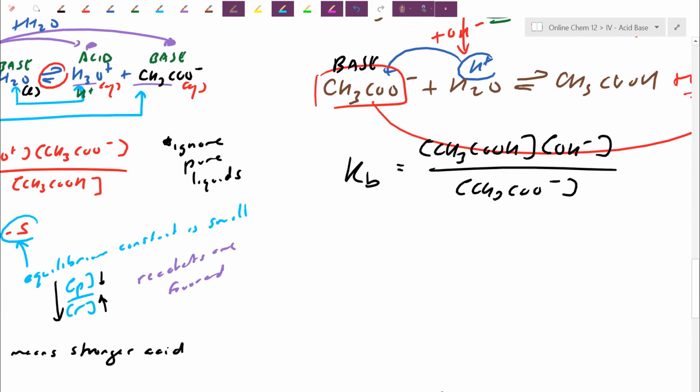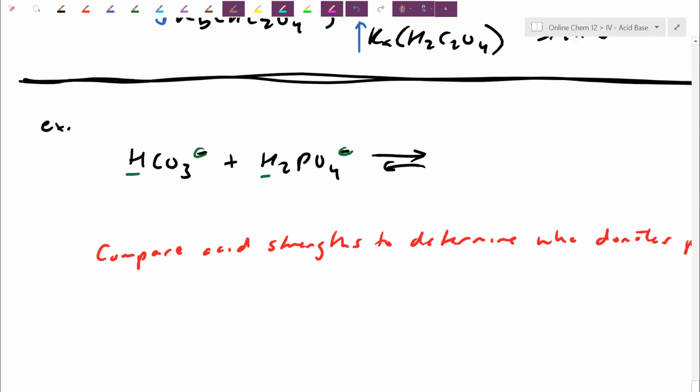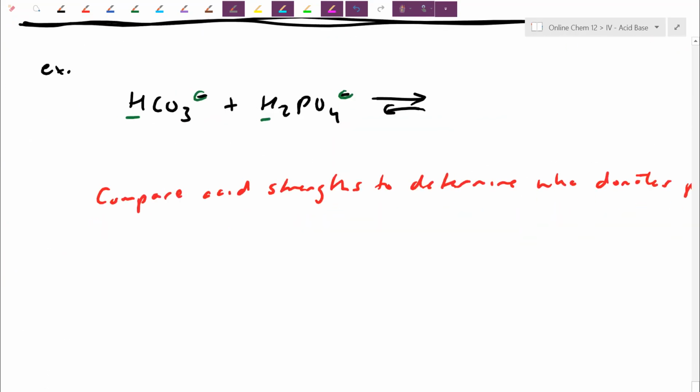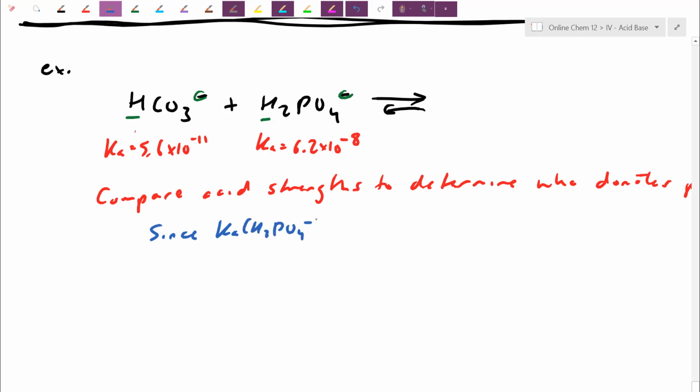So let's just write this down here. The Ka of HCO3 minus, just copy down the numbers from earlier. The Ka of this one here is 5.6 times 10 to the negative 11. That was not as big. The Ka of my phosphoric acid was a little bit higher. This one was 6.2 times 10 to the negative 8. Since the Ka for my dihydrogen phosphate is larger than the Ka for HCO3 minus, this one gets to be the acid. This one gets to toss a football over.